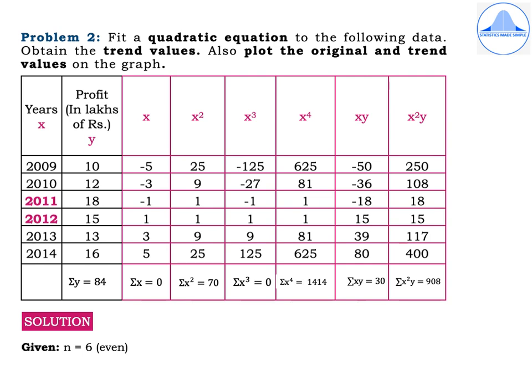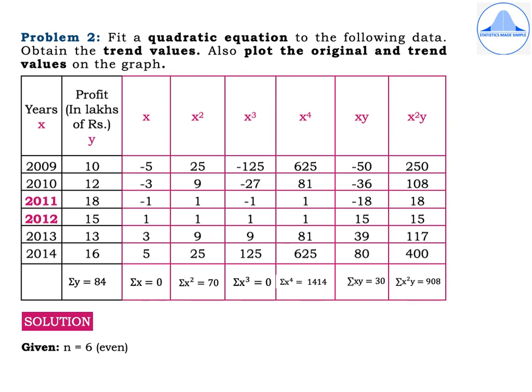Problem 2. Fit a quadratic equation to the following data. Obtain the trend values. Also plot the original and trend values on the graph. The years are 2009, 2010, 2011, 2012, 2013 and 2014. In the second column, we have profit in lakhs of rupees as 10, 12, 18, 15, 13, and 16. So I mark years as X and profit in lakhs of rupees as Y.